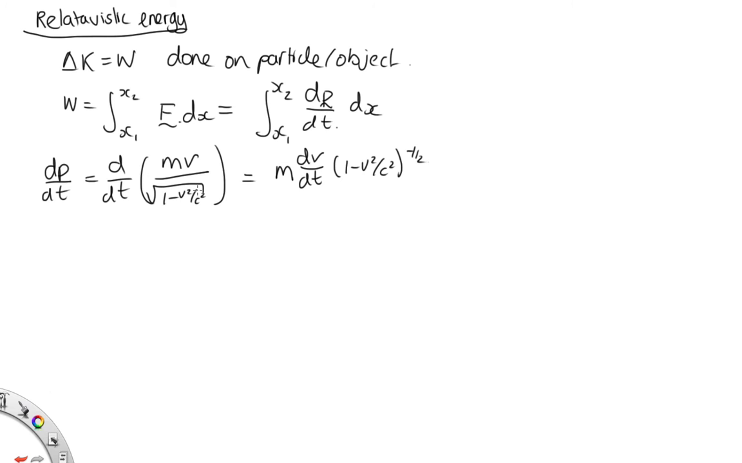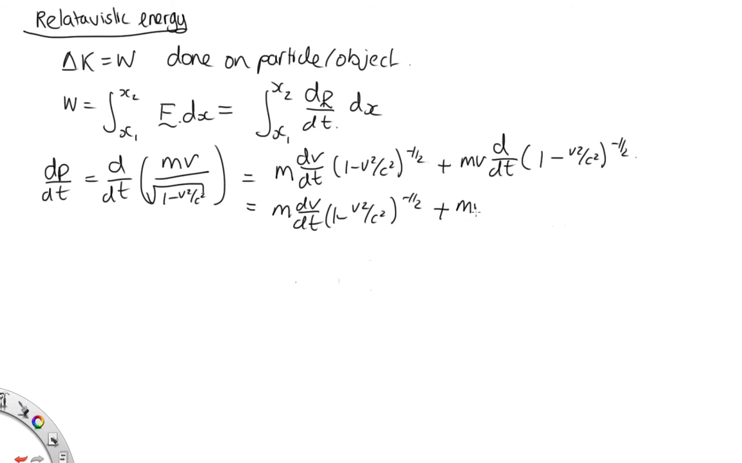So we've kept this part constant this time. Now we'll take the derivative of this part and leave this part constant. So we've got plus mv d/dt of (1 minus v squared on c squared) to the minus 1/2. Okay, so let's do the next step. We've still got this term m dv/dt (1 minus v squared on c squared) to the minus 1/2, plus mv.